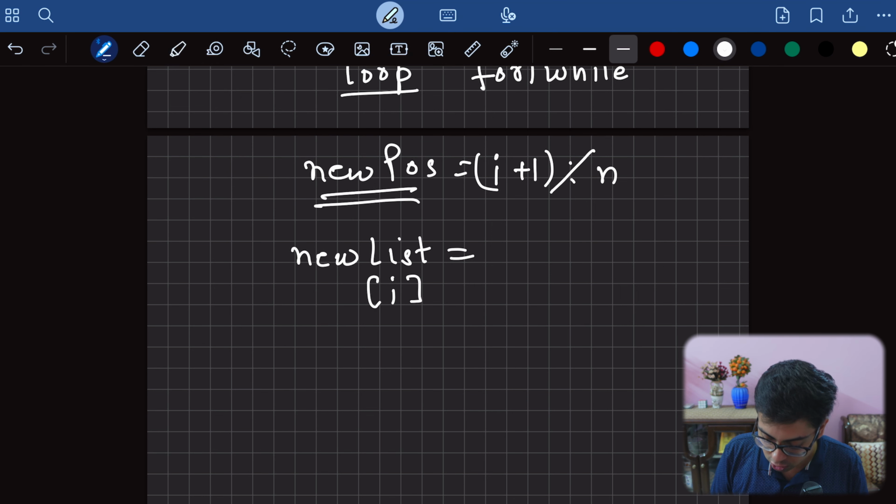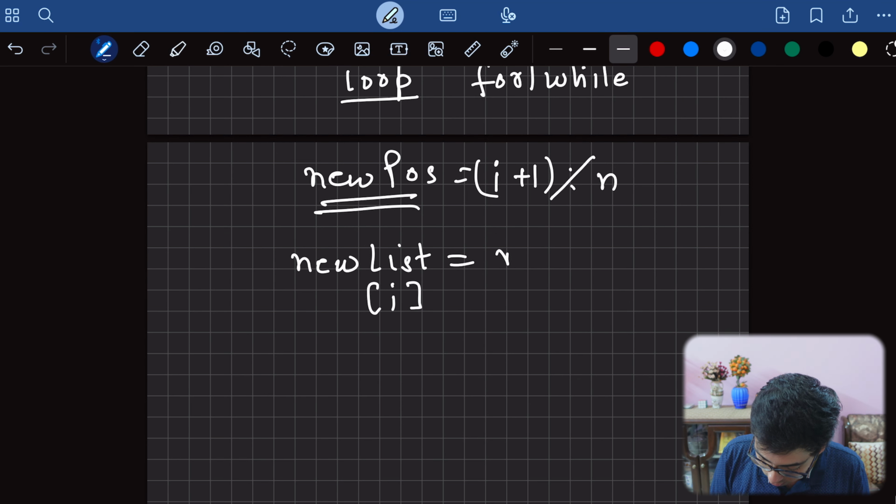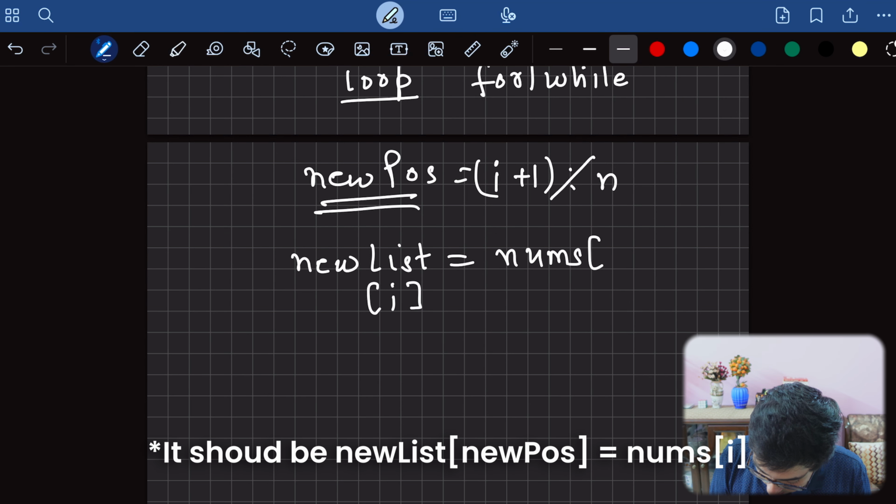And what we are going to do with this new position is store it in that, what? From our previous array. What was the name of the previous array? Nums. So it was nums, and it is nums at new position.